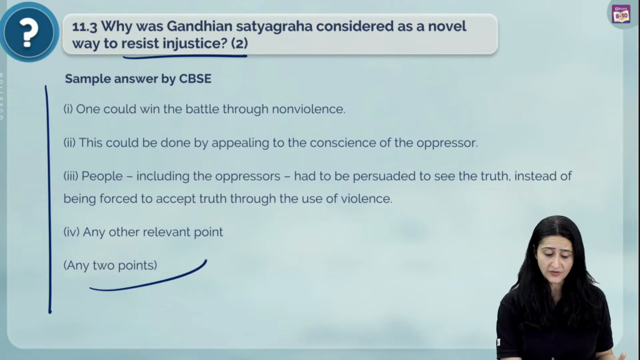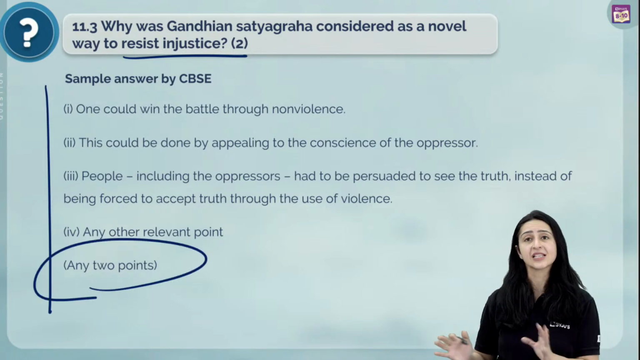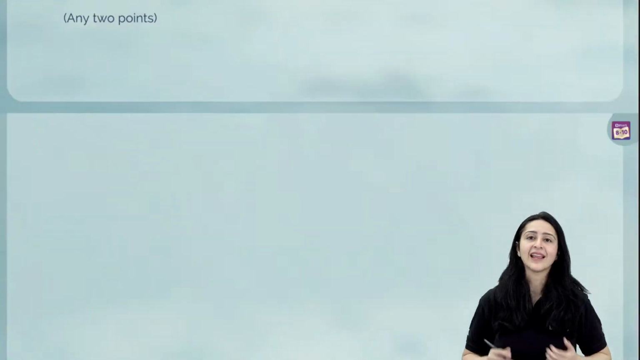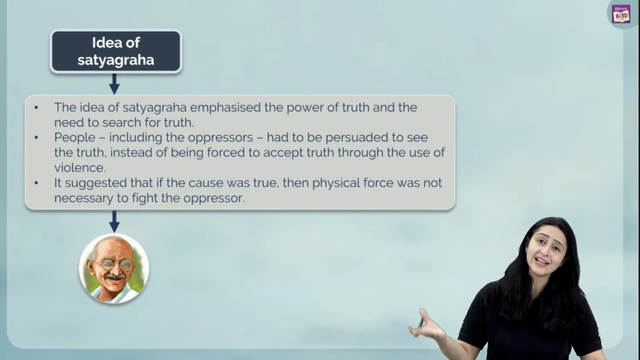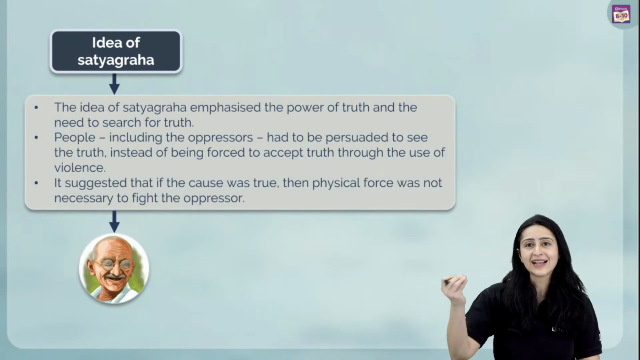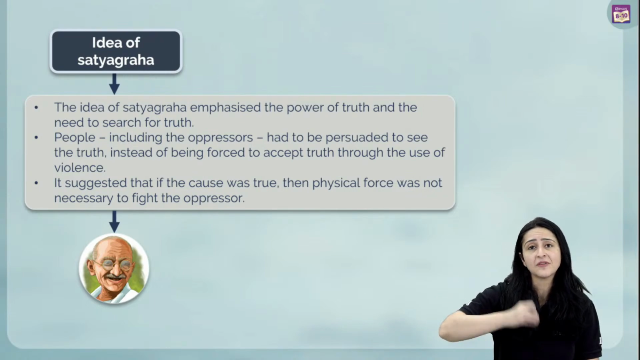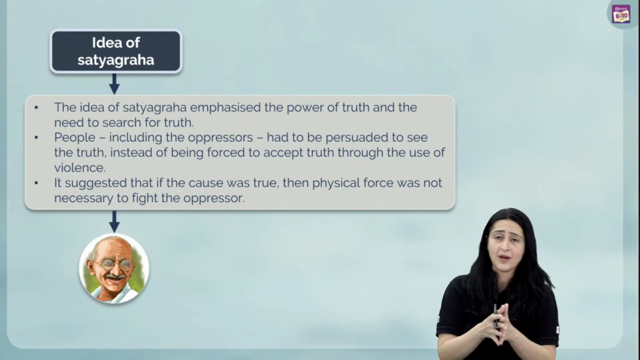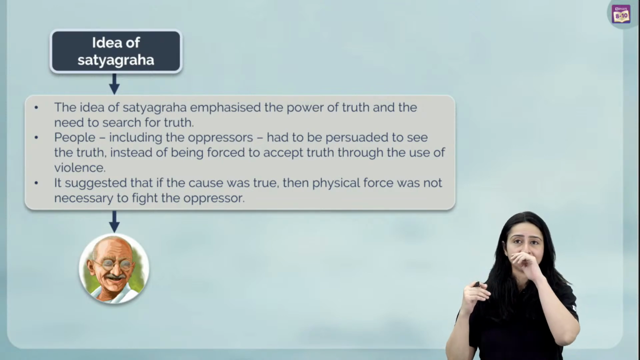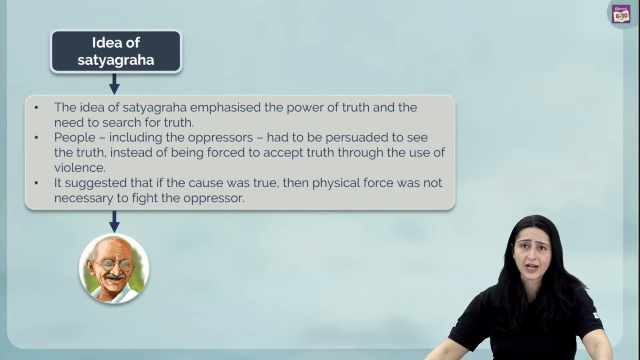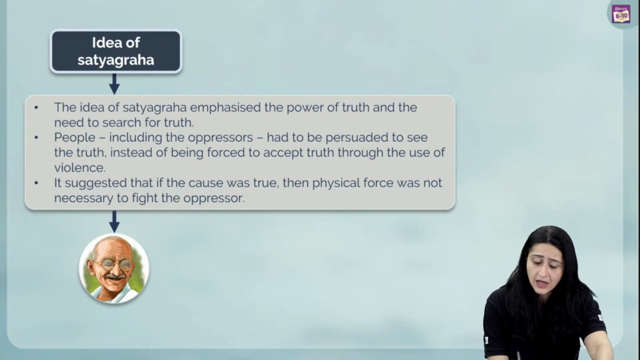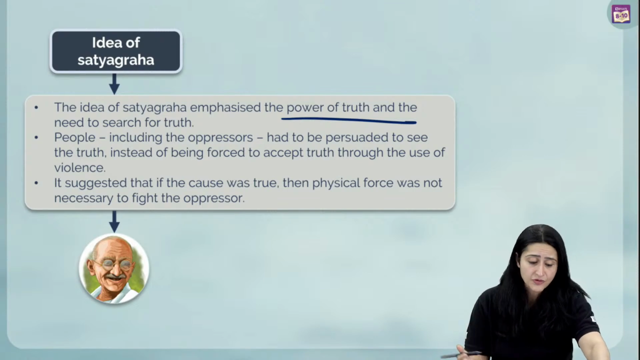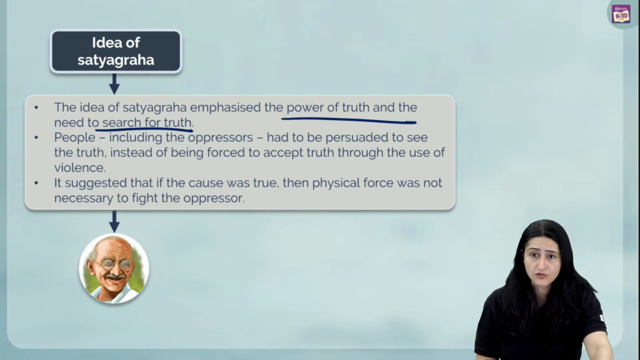This is a 2-mark question. You have to select any 2 points. Okay, this is also about satyagraha. But again, talking about satyagraha, the reason that I've not gone through those answers is because we've discussed the idea of satyagraha in our session in detail. We spoke about the fact that Gandhiji came to India in 1915 from South Africa, and he basically emphasized the idea of satyagraha, saying that this was the power of truth, and people need to search for truth, right?